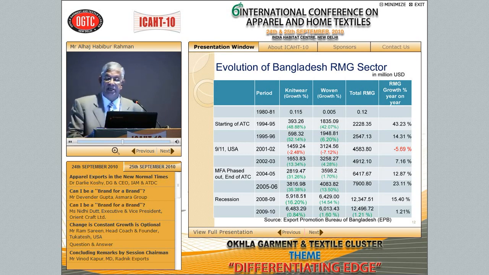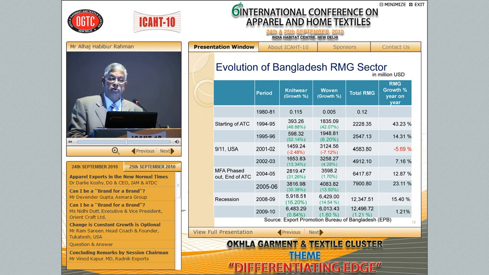From this graph, you can see our growth in the last few years. In the year 94-95, our growth rate was 43.23. In 95-96, it was 14.31. And in 2001-02, we had negative growth of 5.69. Again, we came back into the race in 2002-03, when it was 7.16, and in 2004-05, 12.87. In 2005-06, it was 23.11.